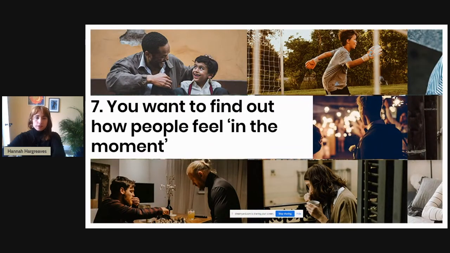Okay, so area number 7, if you might want to find out how people feel in the moment while they're doing something. So I feel like in the moment research became a bit of a buzzword in the industry a few years ago. If you've not come across it, it's all about trying to get closer to the moments where people actually make decisions. So, what toothpaste to buy in the supermarket or what should I watch on TV on a Tuesday evening.